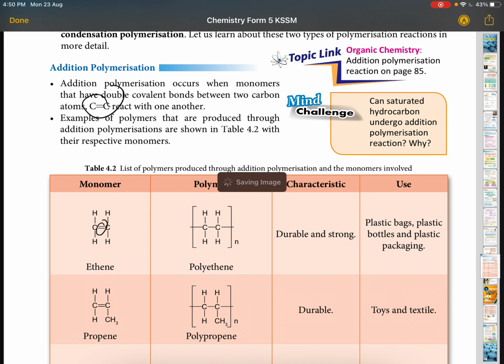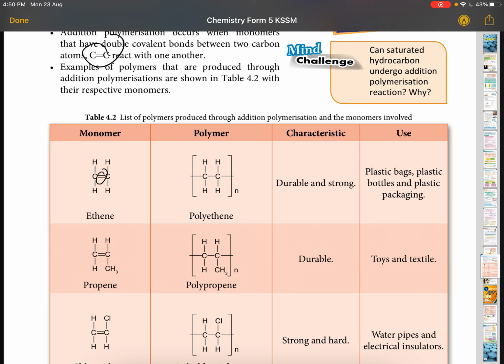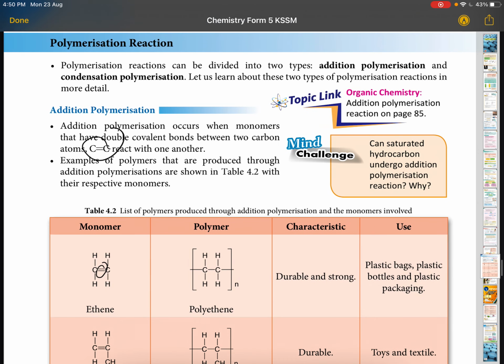So how do you open a slot? When you heat it up, the bonds will break. Now that the bonds are broken, these carbons will only have three bonds, one here and one here. Before that, it had four bonds, but now both of them have a missing bond. So they will bond with the other broken down ethene monomers to become polyethene.